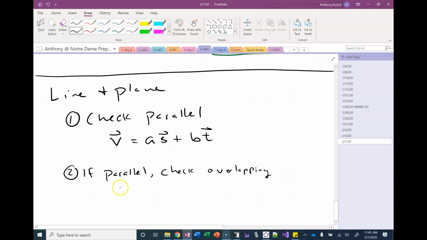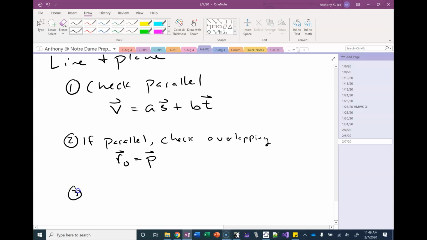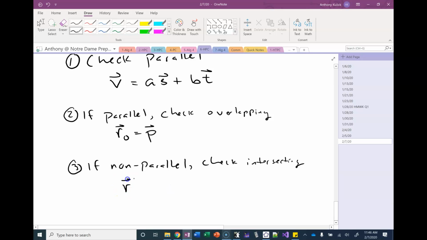So if they are parallel, then I need to check to see if they're overlapping. The way I do that is I take my point vector from the line and set it equal to the plane. And if we're non-parallel, we have to check to see if they're intersecting. We do that by taking our line and setting it equal to the plane.